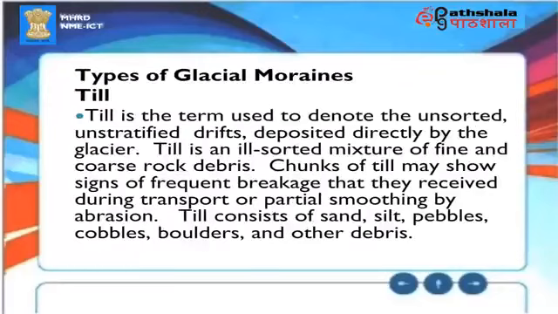Types of glacial moraines. Till. Till is a term used to denote the unsorted, unstratified drift deposited directly by the glacier. Till is an ill-sorted mixture of fine and coarse rock debris. Chunks of till may show signs of the frequent breakage they received during transport or partial smoothing by abrasion. Till consists of sand, silt, pebbles, cobbles, boulders, and other debris.